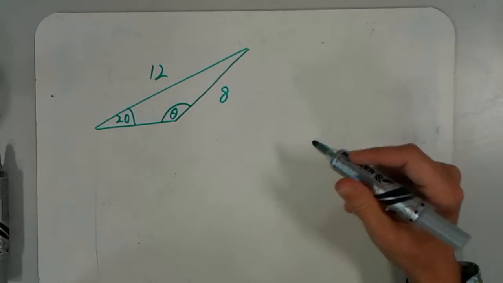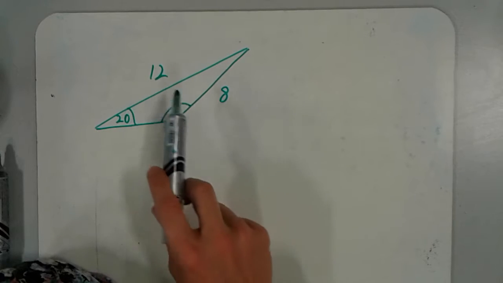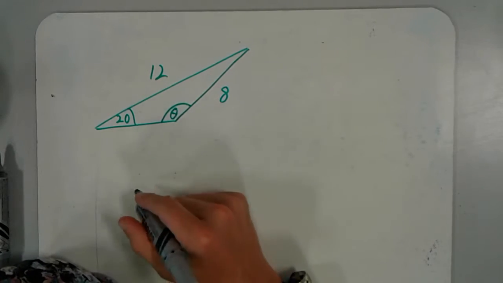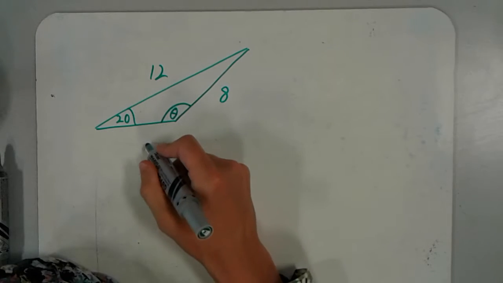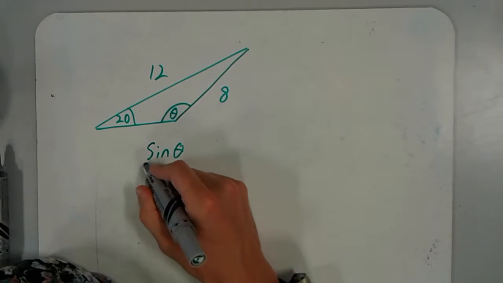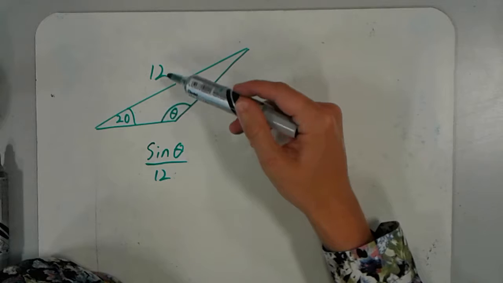Let's do a quick recap of the sine rule. The sine rule is used when there are two side lengths and two angles involved in the question. Looking at this example here, we have the sine rule, which is that sine theta over 12. Remember that everything in trigonometry works on opposites.